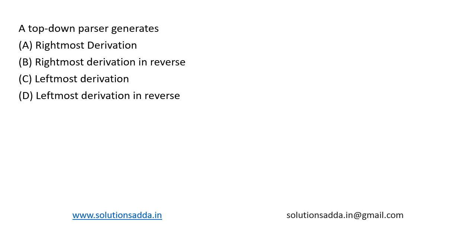This is a question from compiler design. A top-down parser generates rightmost derivation in reverse, leftmost derivation, or leftmost derivation in reverse. Top-down parsers like LL1 and recursive descent parsers perform a left to right scan, performing leftmost derivation of a string or a sentence. So the correct answer here is it generates a leftmost derivation. So option C is the correct answer here.